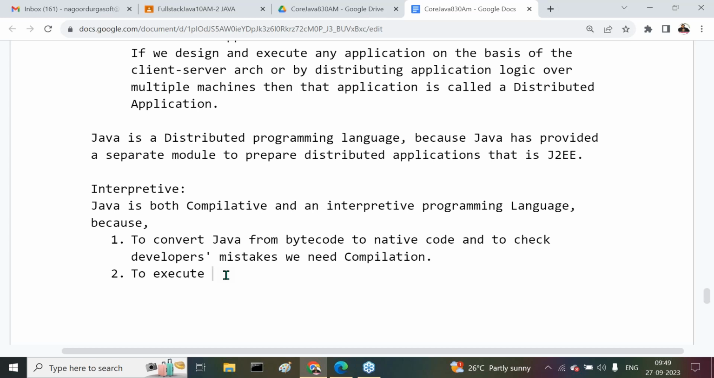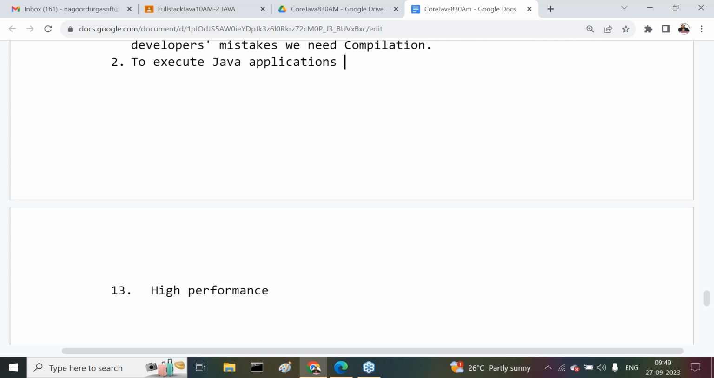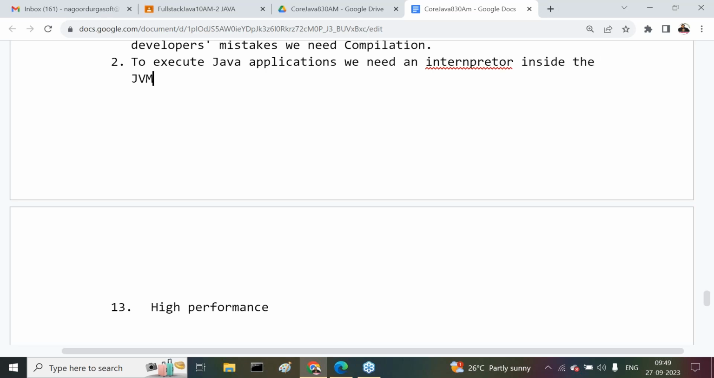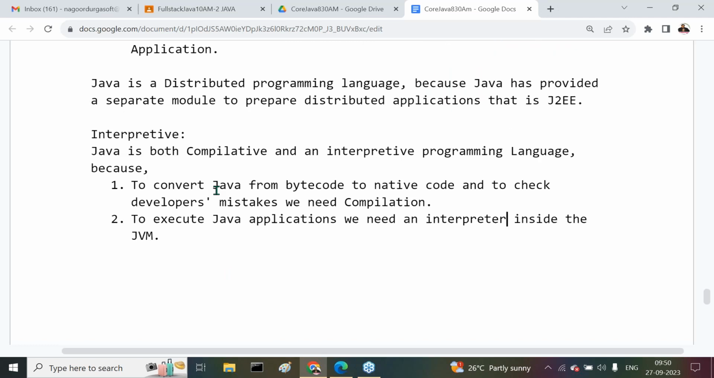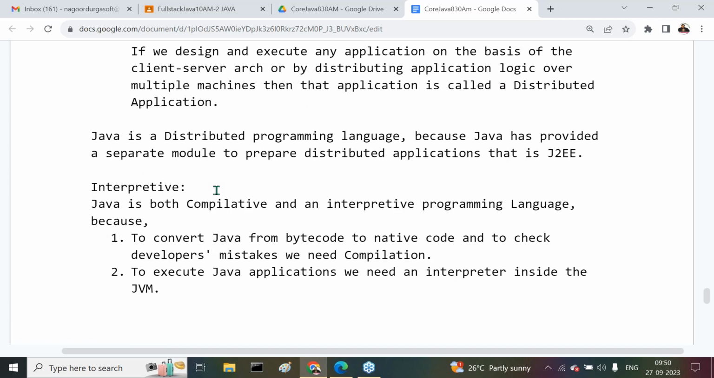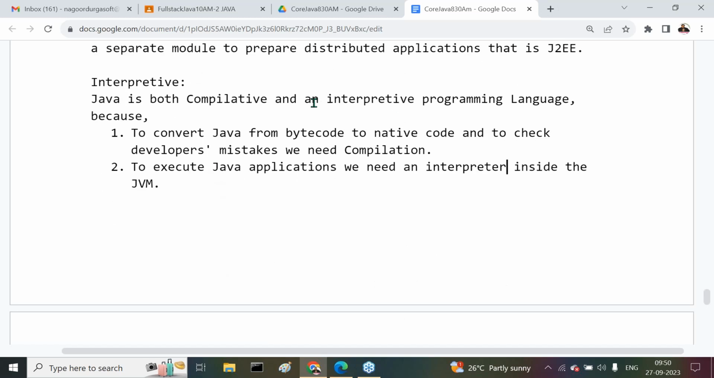So because of this reason, we can conclude that Java is what there? An interpretive programming language. Right. To execute Java applications, we need an interpreter inside the JVM. So because of all these reasons, we can conclude that Java is both compilative and interpretive programming language.